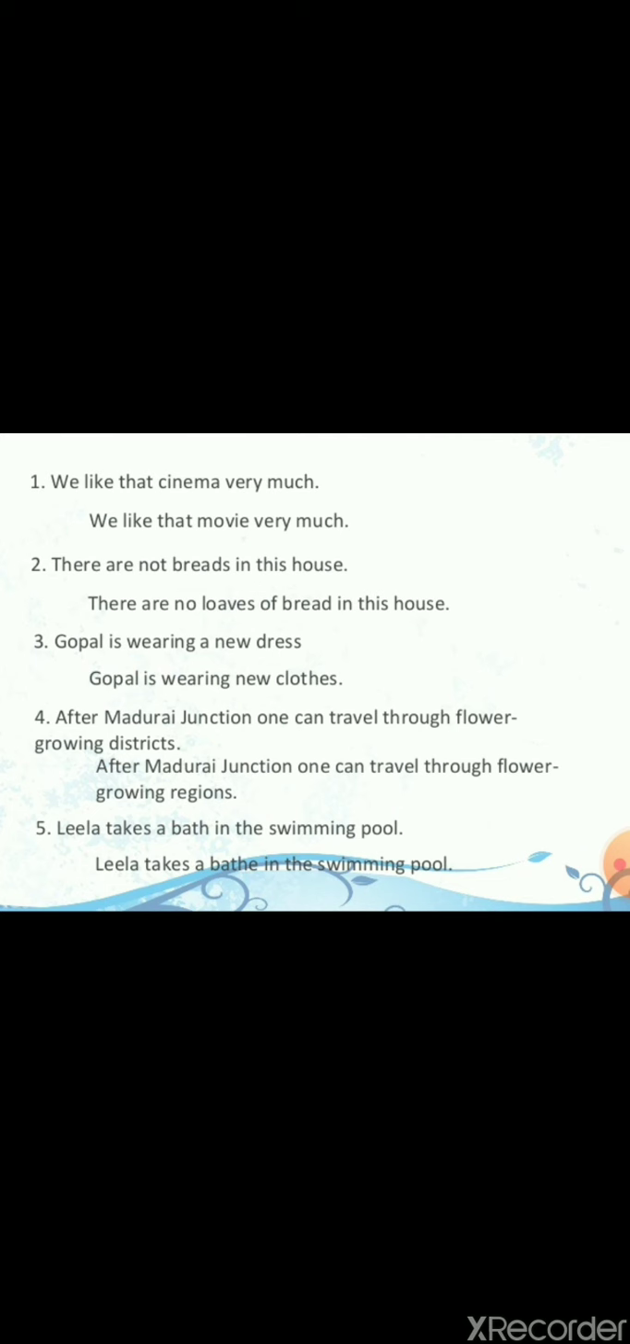After Madurai Junction, one can travel through flower growing district. After Madurai Junction, one can travel through flower growing regions. Regions, district is not the correct word. Leela takes a bath in the swimming pool. Second one, there is a spelling error, bathe. Leela takes bath in the swimming pool will be the correct answer.